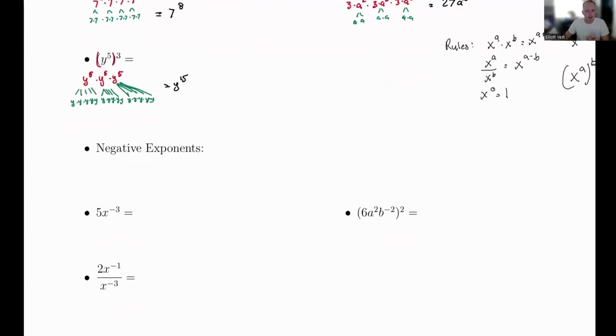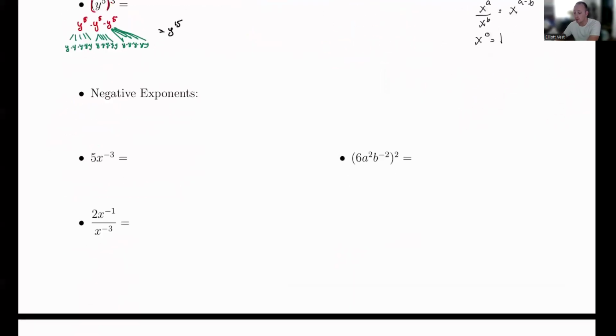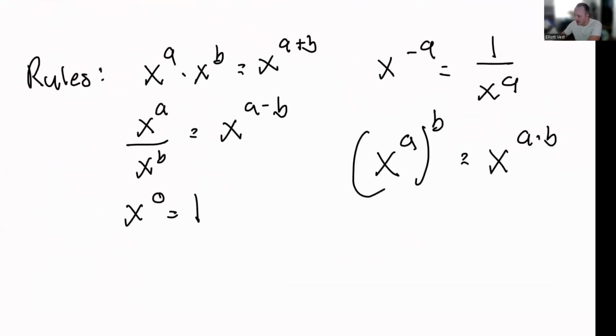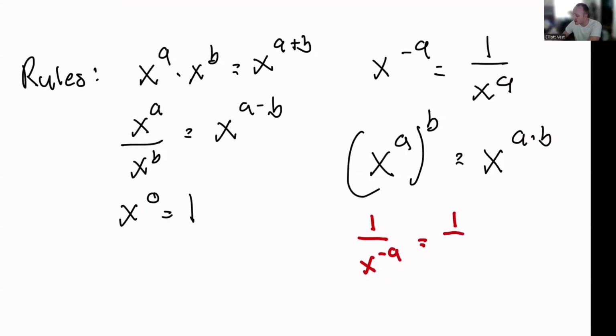So one more caveat. You will see negative exponents in the homework and such. It's good to know that a negative exponent can always be written as a positive exponent. Maybe I'll do this as a side rule as well. If I have 1 over, let's say, x to the negative a in the denominator, the rule still applies where I change this into an a in the denominator.